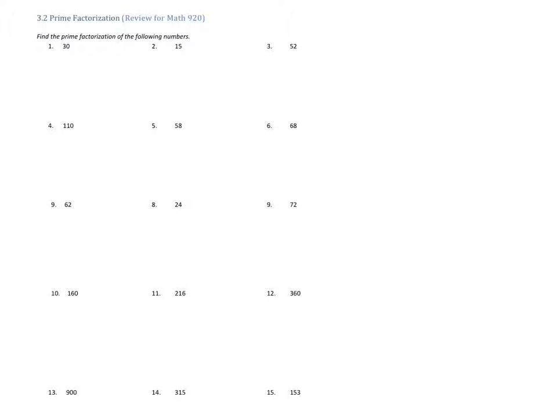Okay, so prime factorization. A prime number is any number that can't be divided by anything but 1 and itself in order to get whole values. And I'm sorry, they have to be whole values. So 30, let's start with that.